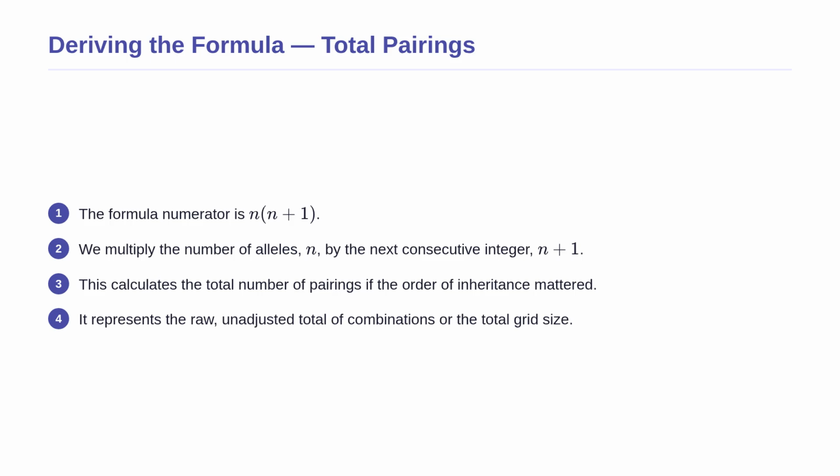Having successfully used the formula, let us take a moment to understand the logic behind its structure. Let us look at the numerator first, which is n times n plus 1. The formula requires us to multiply the total number of alleles, n, by the next consecutive integer, n plus 1. Mathematically, this step calculates the total number of pairings if we incorrectly assumed that the order of inheritance mattered. It gives us the raw, unadjusted total of combinations. You can think of this as finding the total grid size of all possible genetic pairings before we start removing the duplicates.